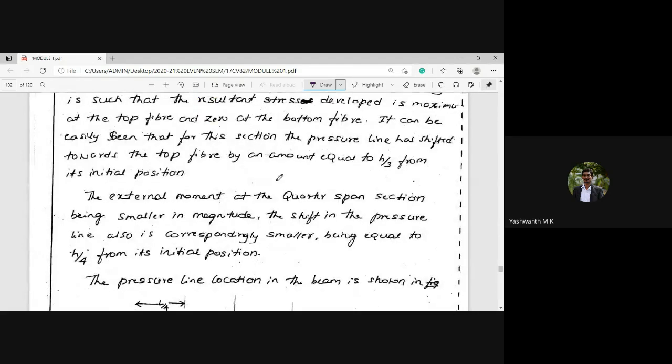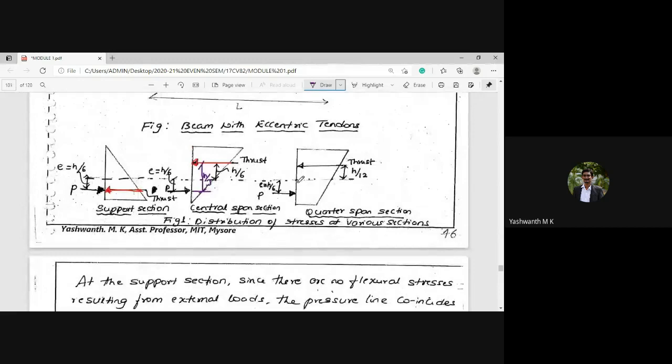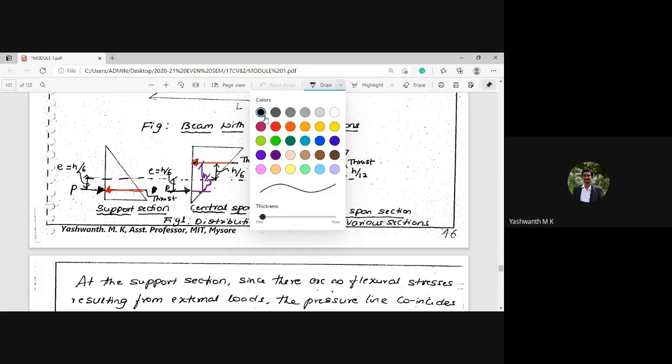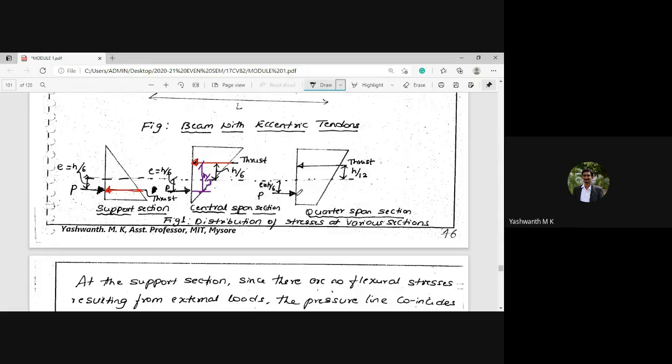coming to the quarter span section, I hope you came to know what is the central span section. Let me move to the quarter span section. So here also it is the same, so please observe. So now, this will be the pre-stressing force that is acting at a distance h by 6.